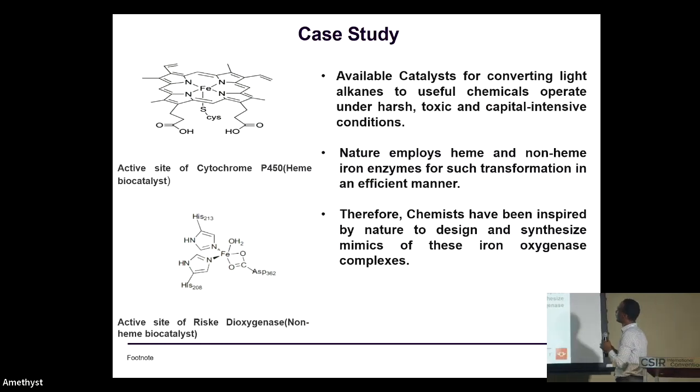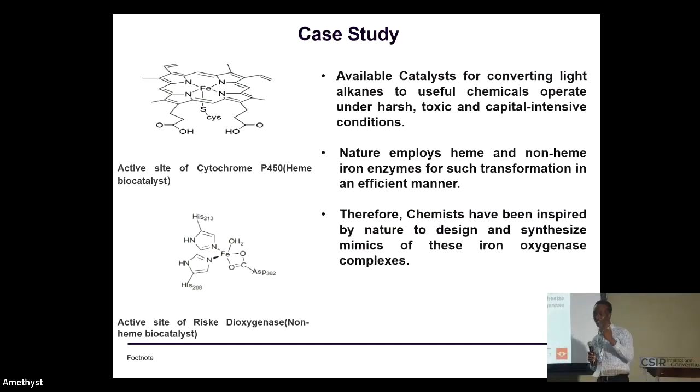So the compounds that I want to use as a case study, to show you what we've done so far, are the non-heme iron(II) alkane oxidation catalysts. At present, the usual catalysts that you use to convert light alkanes to useful chemicals typically operate under harsh, toxic, and capital-intensive conditions. Yet, in biological systems, these kinds of reactions are easily carried out in a very efficient manner by either heme or non-heme iron enzymes. They can carry out that transformation without much challenge.